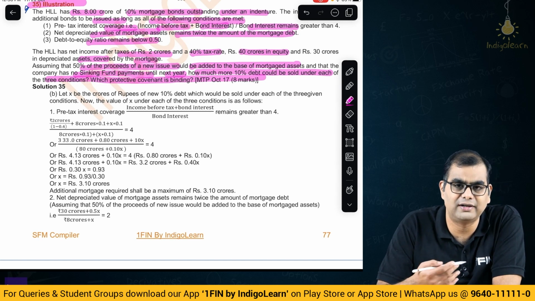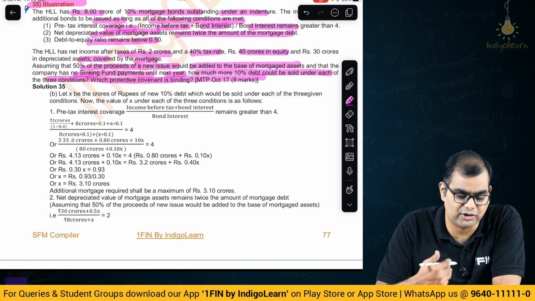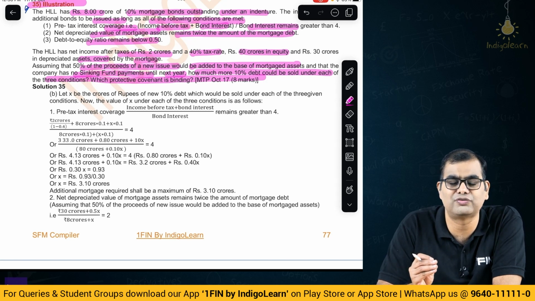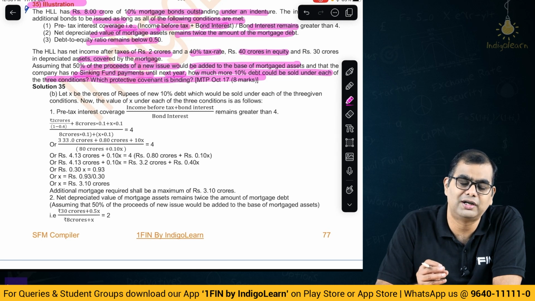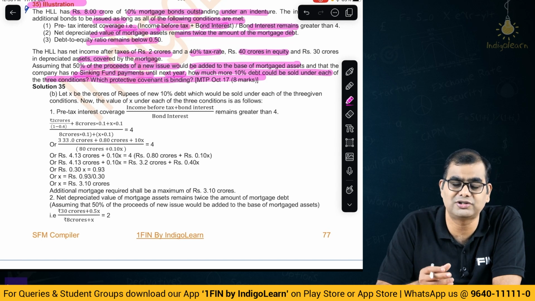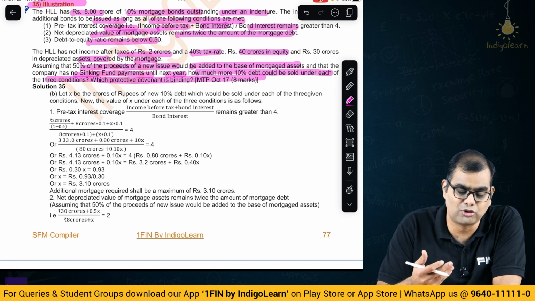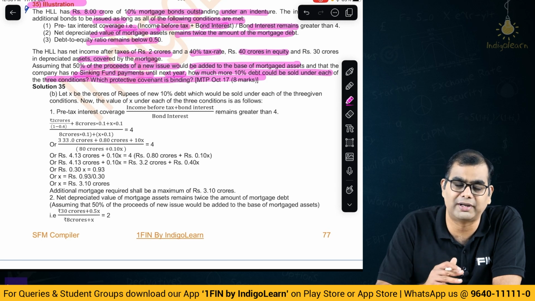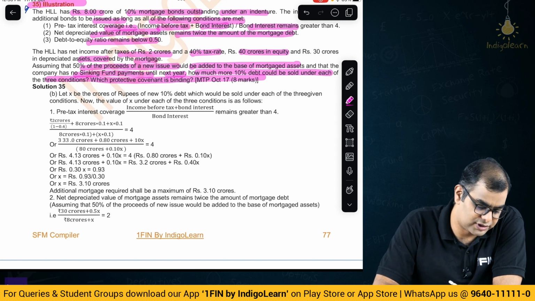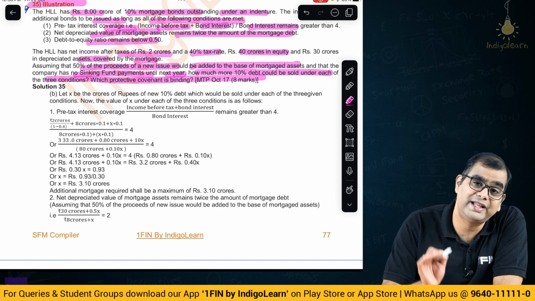They have not explained what this indenture is, what a covenant is and all that. Covenant means some ratios which you have to follow as a bondholder so that your bonds can remain outstanding. If you fail to meet those ratios, there are penalties and consequences. Either the interest rate will increase, or if things go bad, the bonds can be put by the bondholders, and so forth. Here, what is the question? First one: how much more 10% debt could be sold under each of the scenarios?